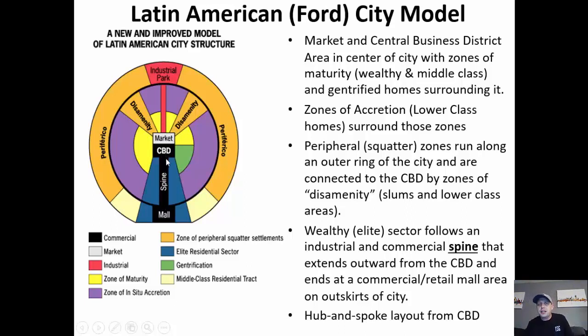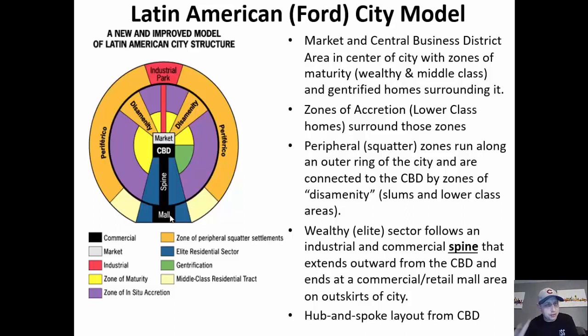If they're not located in the CBD, they form like a spine, which is a straight line that cuts across the city. And it usually ends in an edge city-like place that they'll call a commercial and retail mall area, on the outskirts of the city. So the spine connects to the mall, which connects to the CBD in the center.